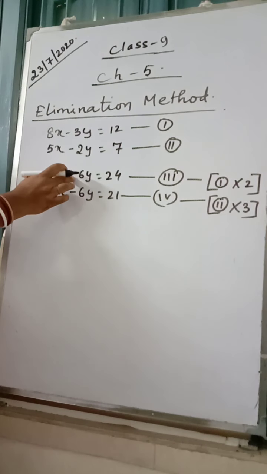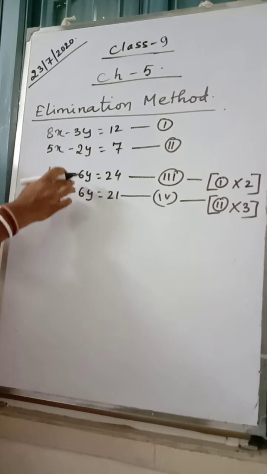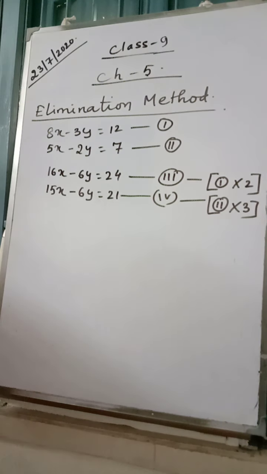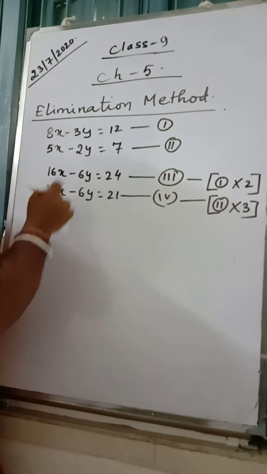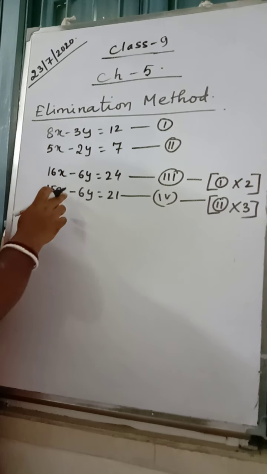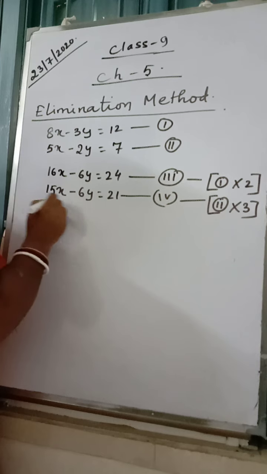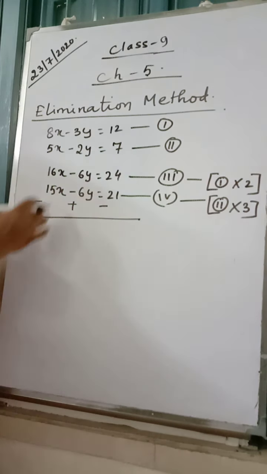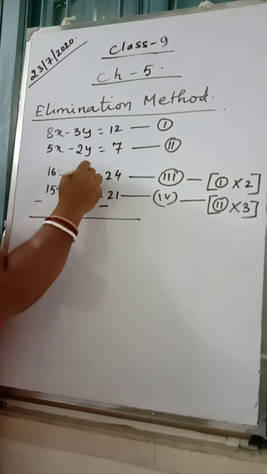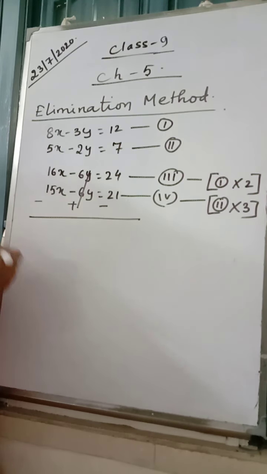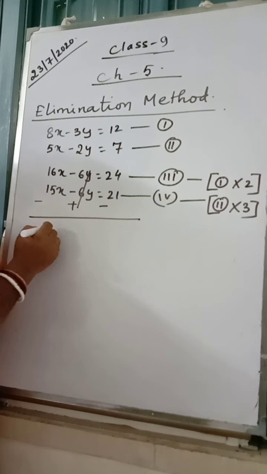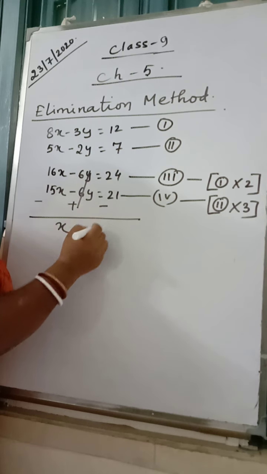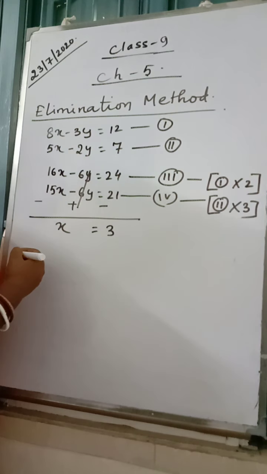Now you can see this is minus 6y, and this is minus 6y. Both have the same sign. If the sign of the coefficient is the same, we cannot cancel by adding, because they would add up. So we subtract; in subtraction, the sign of the terms gets changed. Now this is minus 6y, and this becomes plus 6y. If the sign is the same, you subtract. If the sign is different, you add. 16x minus 15x, I am left with x. 24 minus 21, I am left with 3.